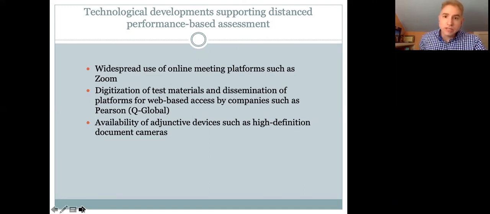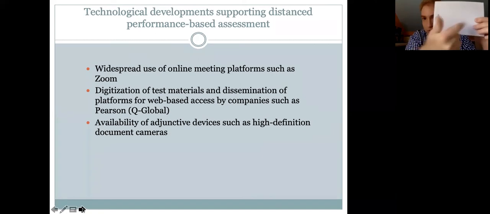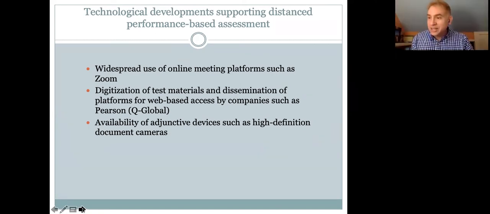Obviously, the widespread use of online meeting platforms, such as the one we're currently using, Zoom. Digitization of test materials, this is important. Sometimes when people imagine doing remote testing, they imagine that I'm sitting at my office, like I am now talking to you guys, holding a test up to the camera and saying, okay, look at this puzzle. Can you tell me which is the missing piece or something like that? They're doing something very rudimentary or kind of lame like that.